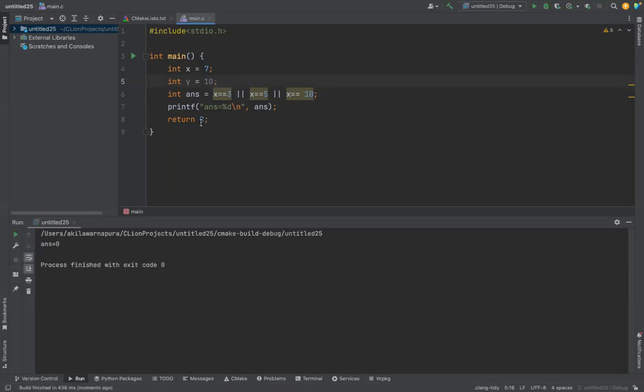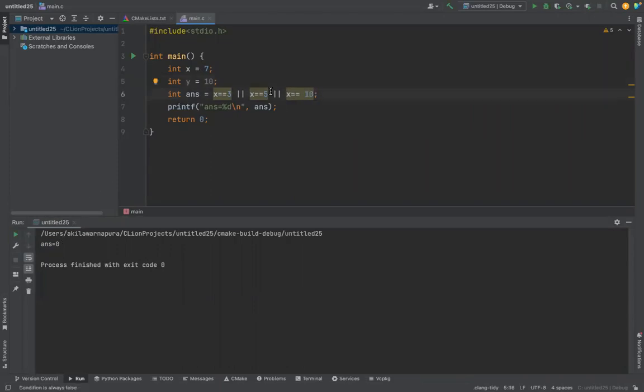Answer is 0. Why? X is not equal 3, it is 7. It is not equal 5 because it is 7. Not equal 10 because it is 7. So this x equal 3 condition is false. X equal 5 condition is false. X equal 10 condition is false. All the conditions are false, therefore the output is false.